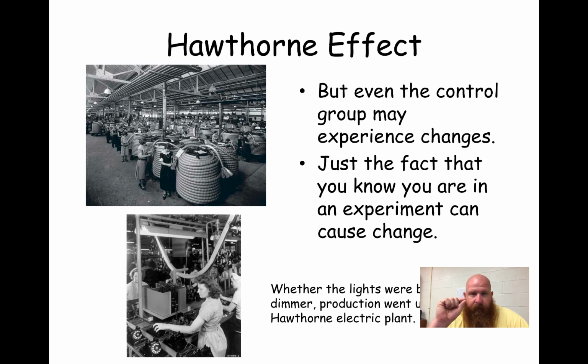So you had two groups, two sets of workers. You had one set of workers that things were the same. They didn't change the light level. And then you had an experimental group where they did change the light level. They had it set low and then recorded how much work they got done. And then they upped the illumination and recorded how much work they got done. All right, so you would expect a change in the experimental group. But because the control group knew they were being studied, they saw changes in that too.